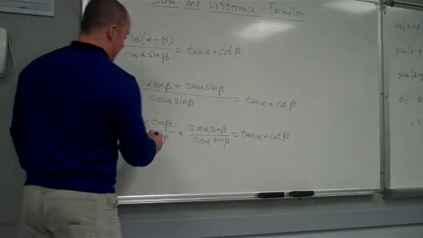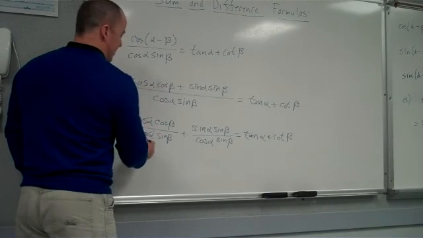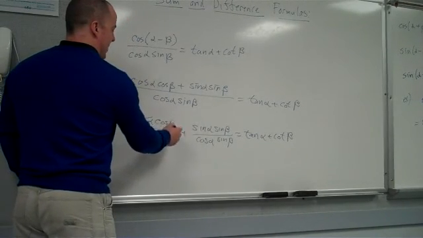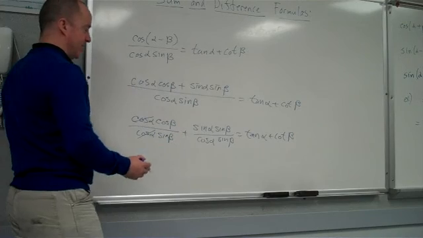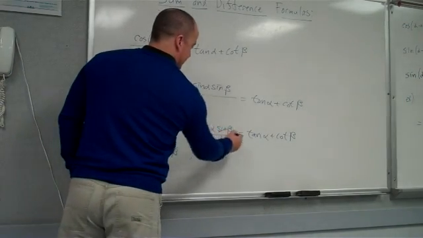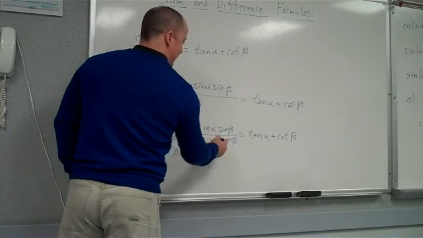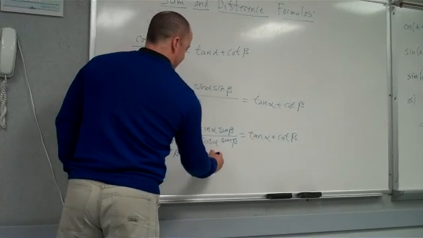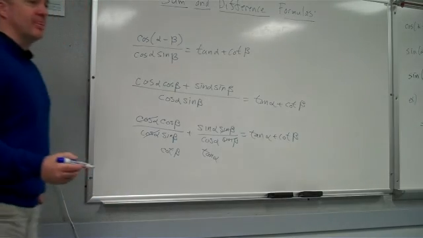Now, as Adina was pointing out, cosine alphas will cancel. And what is cosine of beta over sine of beta? Cotangent beta. And over here, the sines of beta cancel out. And what is sine of alpha over cosine of alpha? Tangent alpha.